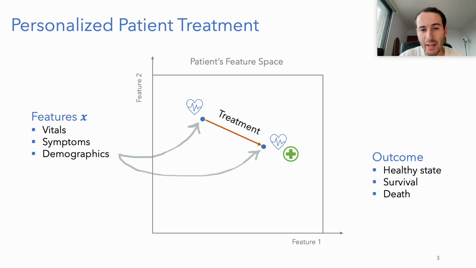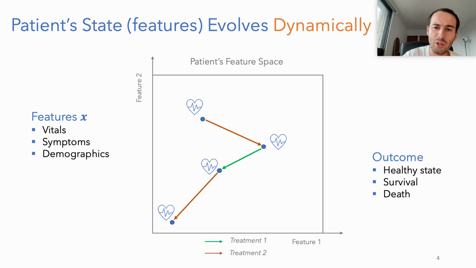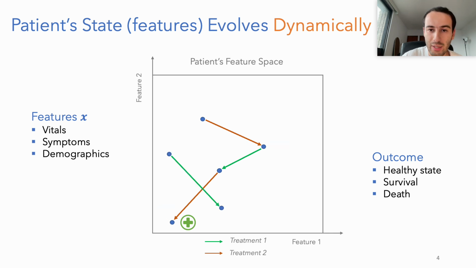As a matter of fact, it is not really a one-step process, but a dynamic process where the patient, again given their features, is administered a second treatment, and then a third, and their features and states keep evolving in this feature state space until we observe some outcome. And when we're dealing with problems of personalized patient treatment, or in general dynamic data-driven decision-making, what you observe is a sequence of paths. This is our data: a sequence of paths, features evolving with prescribed treatments, and then some outcome.